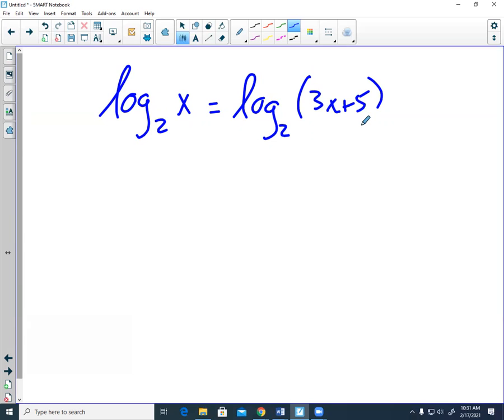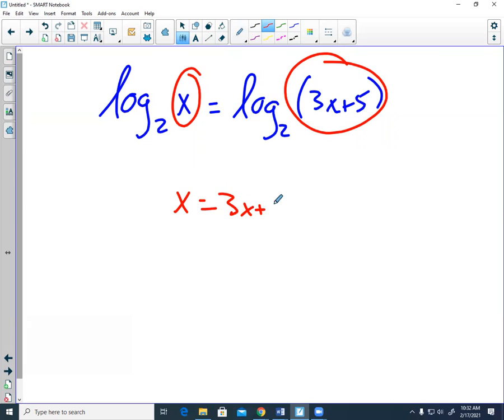So if I have a base and a base that are the same, in order for these two things to be equal, then that means that this thing and this thing have to be equal to each other, right? In order for those two red circles to be equal to each other, all I have to do is drop the log on both sides, and then I end up with x equals 3x plus 5, and I solve. So I subtract 3x from both sides, so I get negative 2x equals 5. So x equals negative 5 over 2, or 2.5 if we're going to call it that.